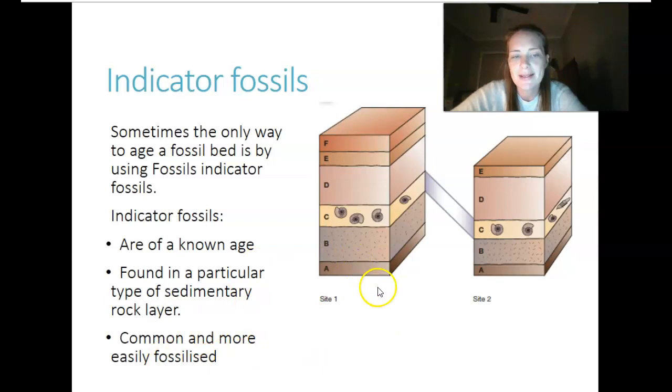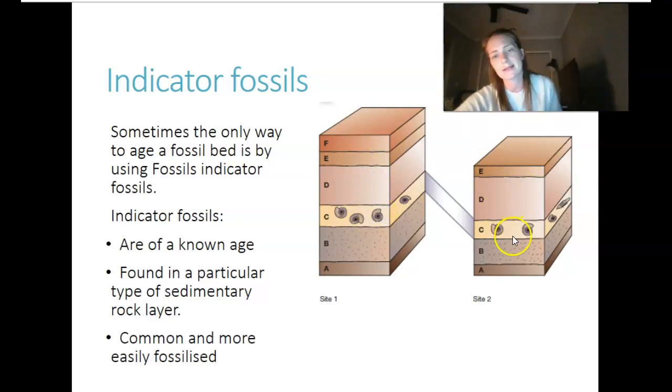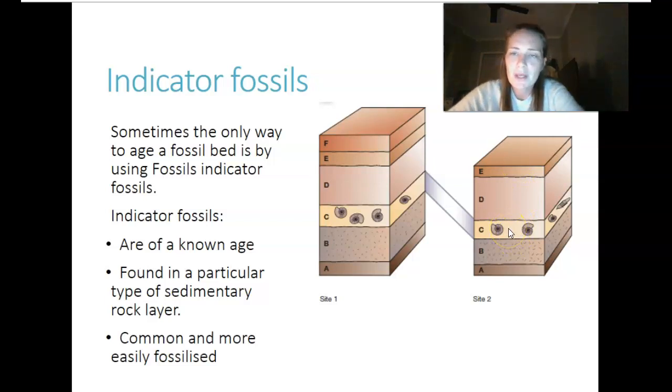Another problem that is sometimes encountered is when you're comparing two sites, so we've got site 1 and site 2 here. Site 1 has layer C 4 layers down, while site 2 has layer C 3 layers down. We know that these two layers are both C, they're both from the same age at the same time, because of the presence of these fossils.